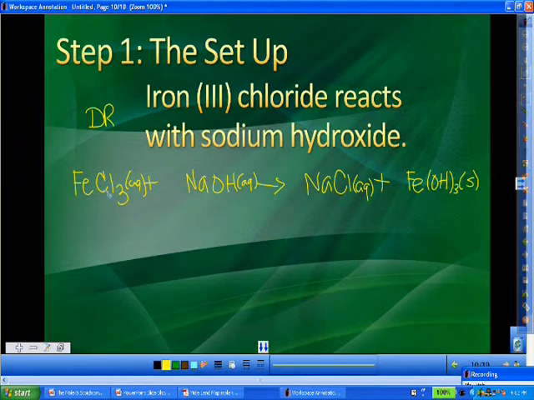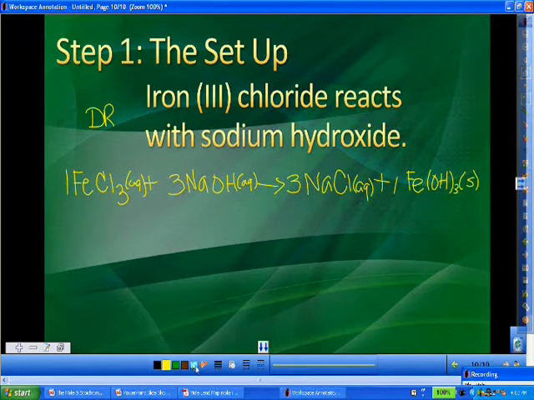We see we have 3 chlorines here. So let's go ahead and place a 3 in front as a coefficient for sodium chloride. And then we see we have 3 oxygens and 3 hydrogens. So we can place our next coefficient there. So now this equation should be balanced.